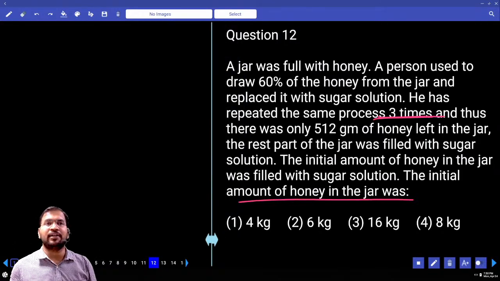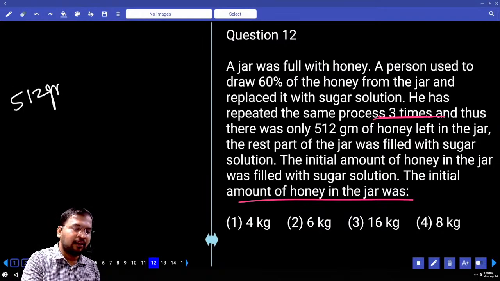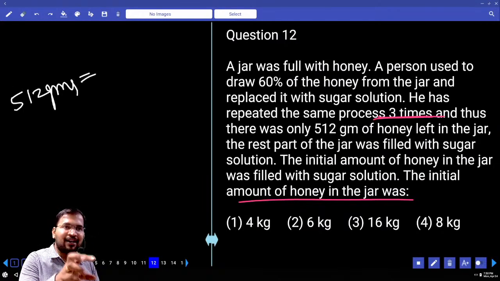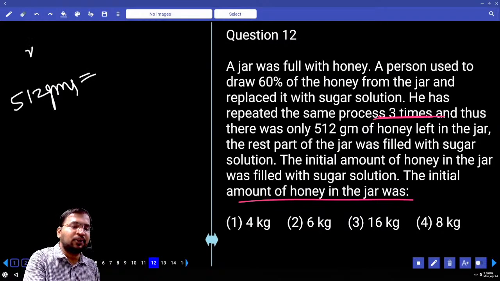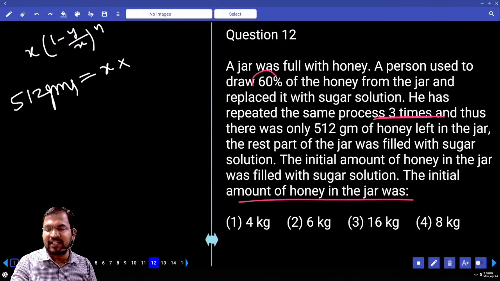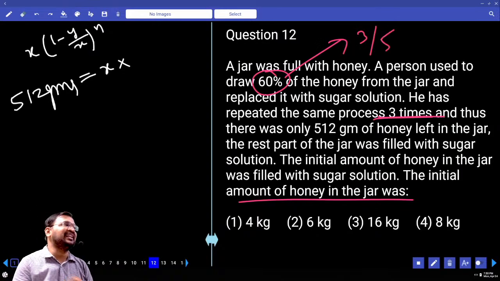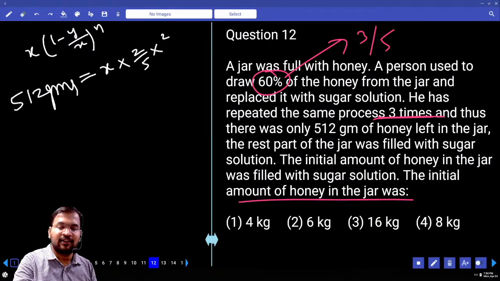This is a mixtures or alligations question, replacement type. Finally, how much honey is there in the jar? 512 grams. That is equal to x into 1 minus y by x whole power n. This is replacement type, yes or no? X we need to find out. Y by x, how much percentage are we taking? 60% is nothing but 3 by 5. 1 minus 3 by 5 is nothing but 2 by 5. 2 by 5 into how many times? 3 times.